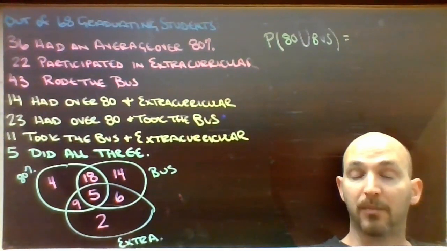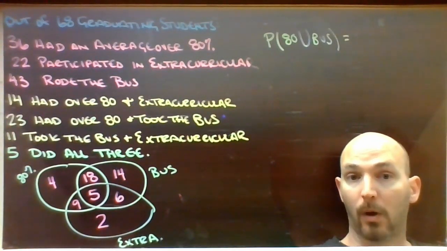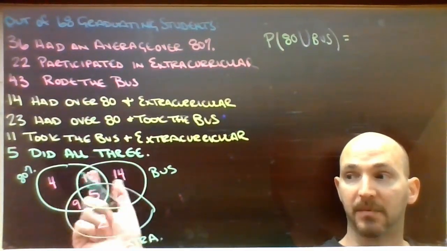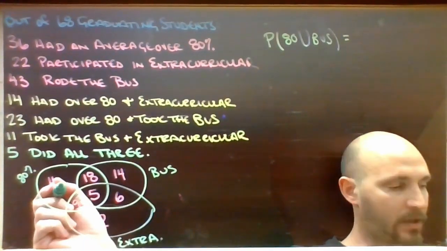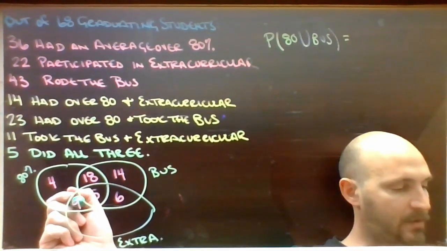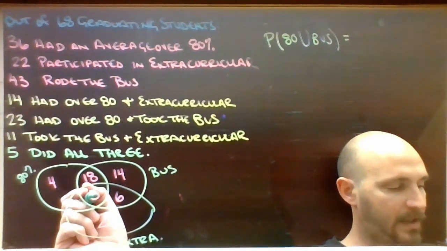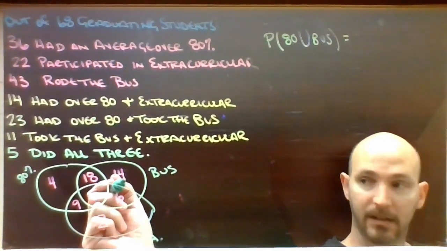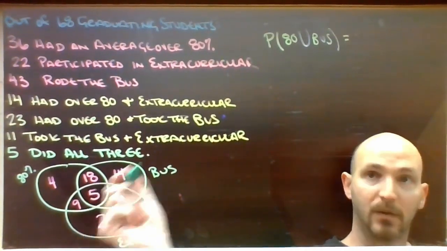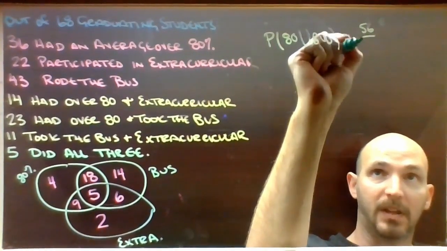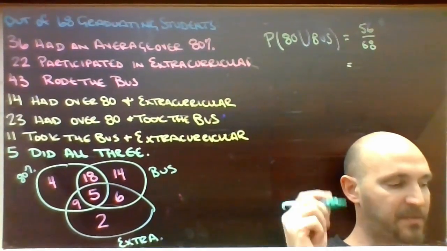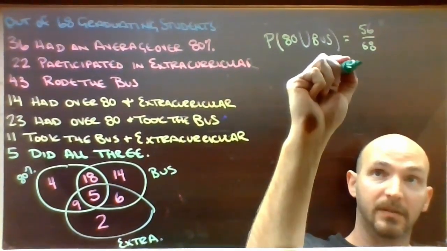So if we were trying to do the probability of getting an 80 or taking the bus, all we've got to do is look at our Venn diagram and add up the people that are in there. So I've got 4 in this category, and I have 9 in this category, and I have 5 there, and I have 18 here, and I have 14 here, and I have 6 here, for a total of 56 people out of 68. So 56 out of 68 happens to be 0.8235.